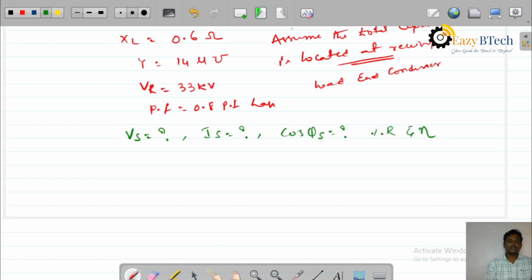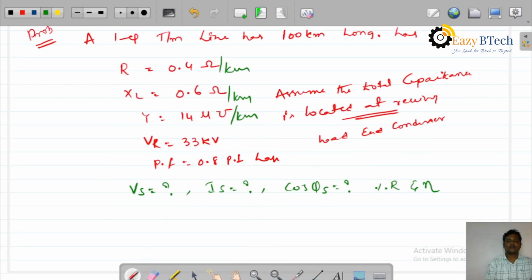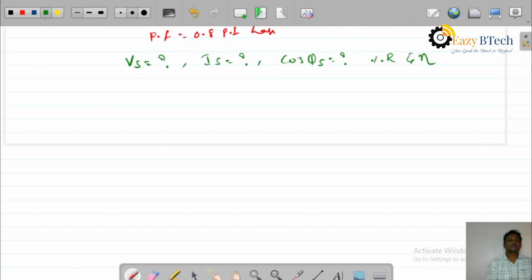First, all the values are given per kilometer. The resistance, inductance, and capacitance are per kilometer. Okay, here first of all we have to calculate the resistance, inductance, and admittance for 100 kilometers. Therefore, first calculate the resistance of the transmission line: 0.4 into 100. Again, we get 40 ohm.